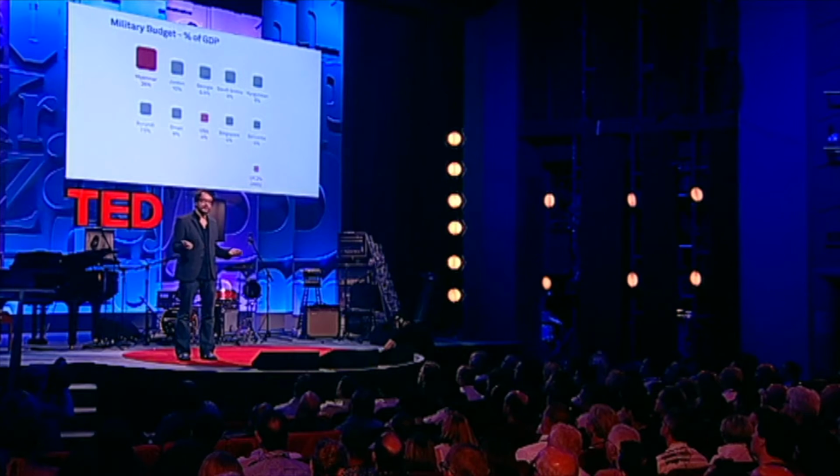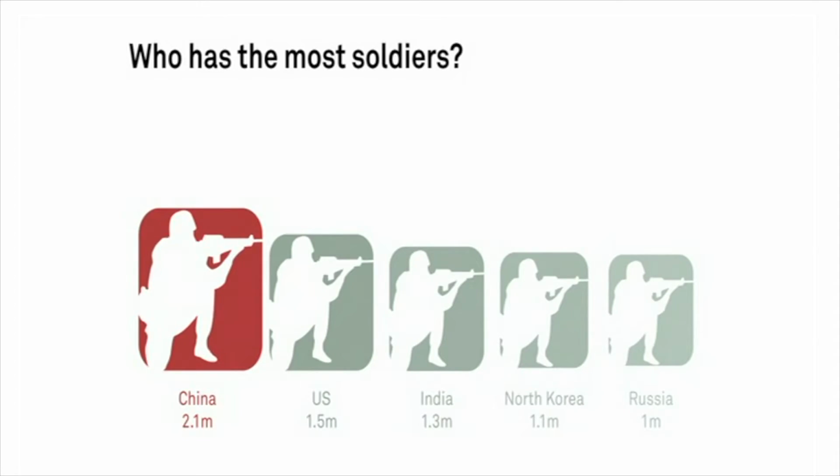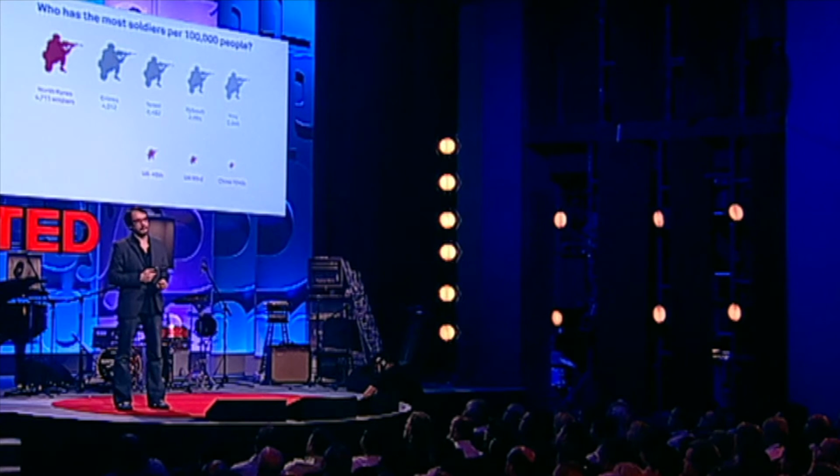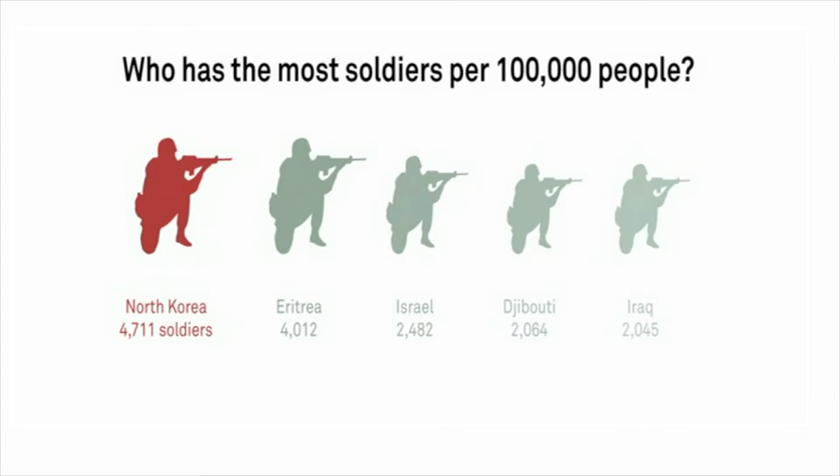Now you can also do this with soldiers. Who has the most soldiers? It's got to be China, of course, 2.1 million. Again, chiming with your view that China has a militarized regime ready to mobilize its enormous forces. But of course, China has an enormous population. So if we do the same, we see a radically different picture. China drops to 124th. It actually has a tiny army.